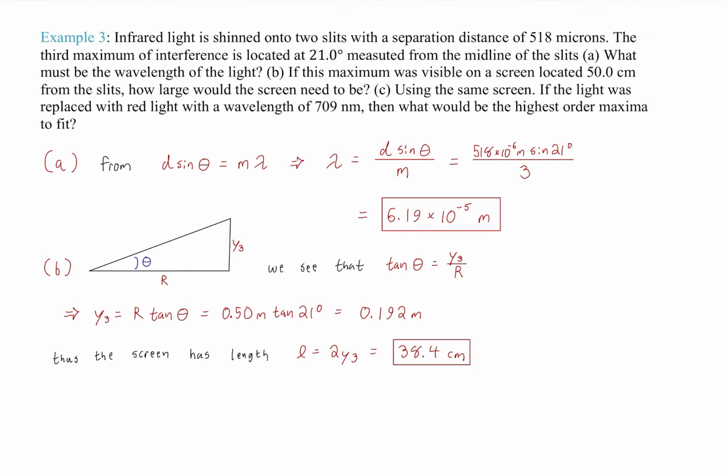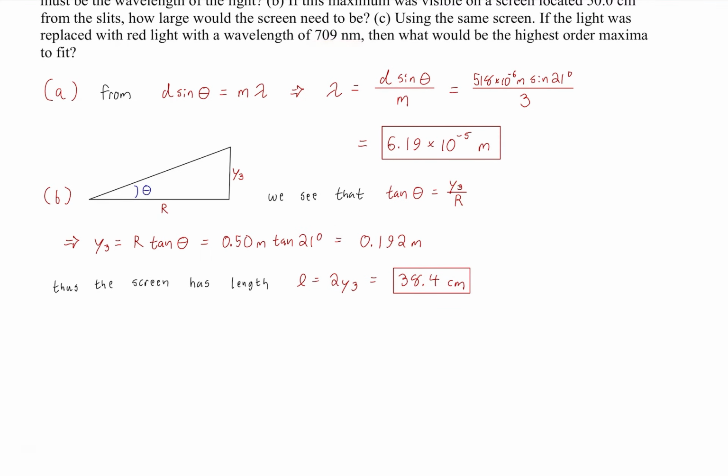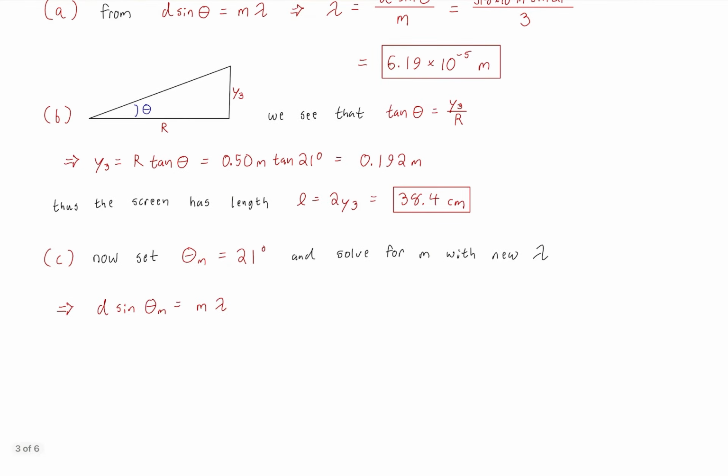Now finally, part C. Using the same screen, how many would fit if we replace the infrared light with red light? Still long as far as visible light goes, but much shorter than the infrared light. Well now, we set our angle, and this is m for the mth order, to 21 degrees, and then we solve for m with this new wavelength. We set up the formula like this and solve for m, and we end up with 261 as our order. Oh wow, that means we can fit 261 in here? That sure is a lot, but it is like 100 times shorter, so that kind of makes sense. So we fit a lot of bright spots with this visible red light.